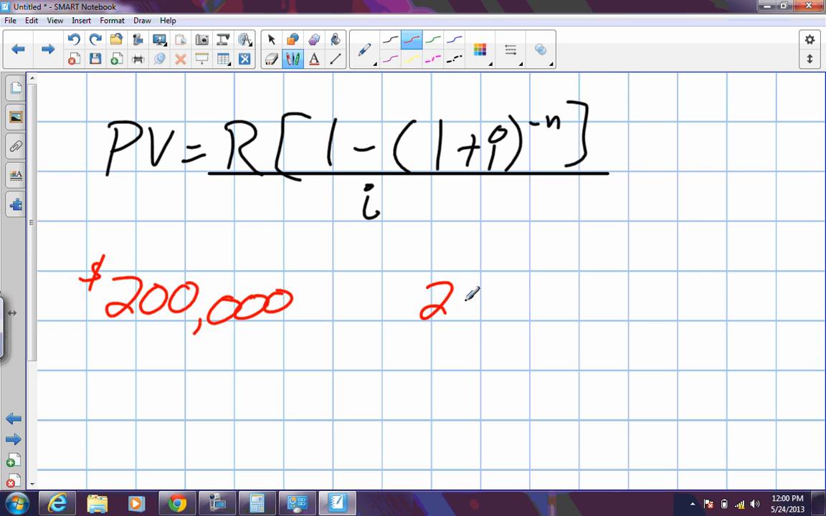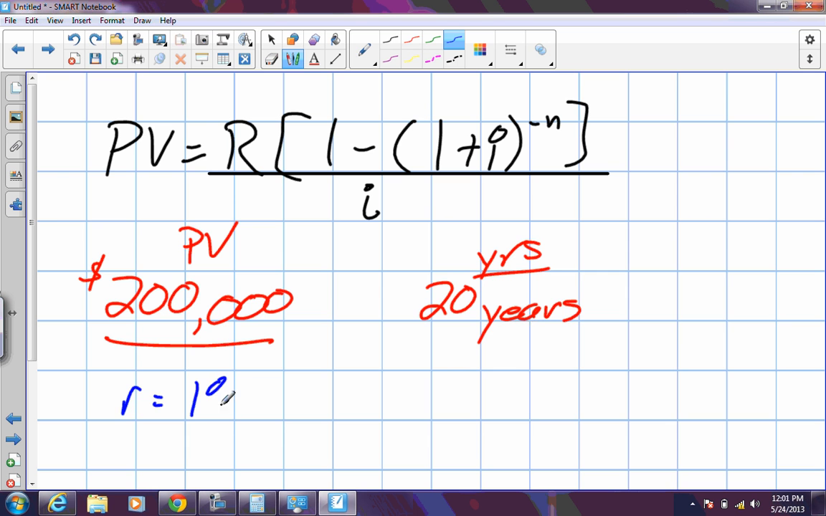I actually like 20 years more. I feel like that would be reasonable. So let's say you get this $200,000 right now. This is our present value, and it's going to last us for 20 years. We have a bank account. It's not a very good bank account, and you're only earning an interest rate of 1%. This is a normal bank account, say.